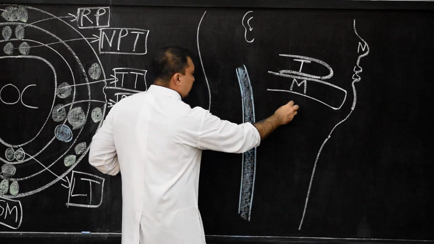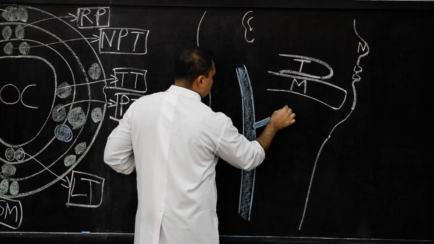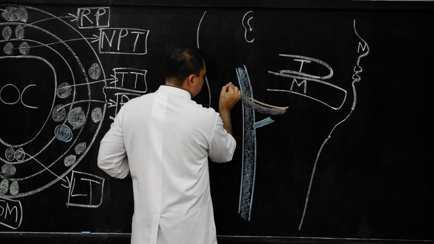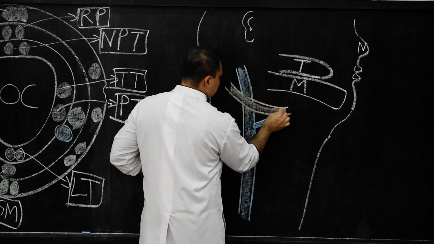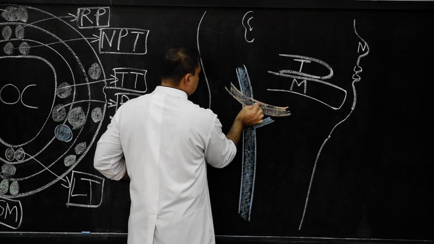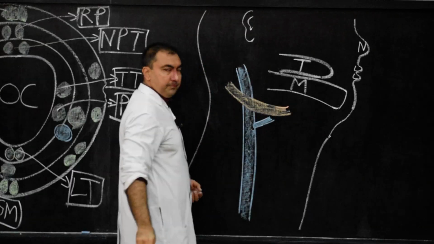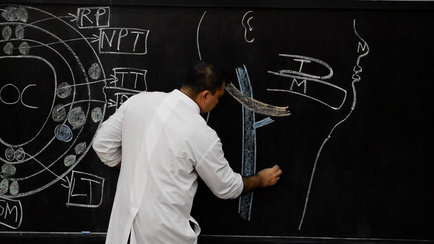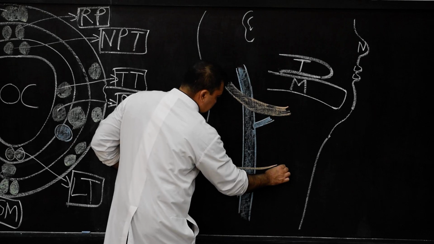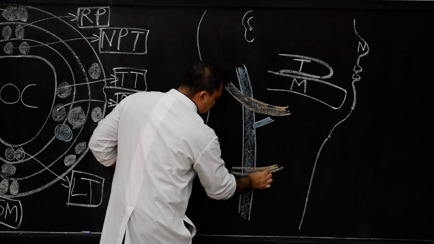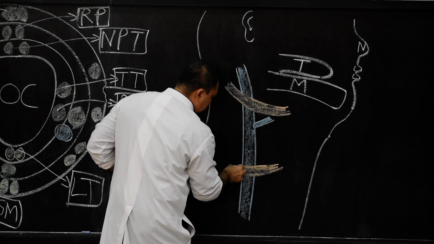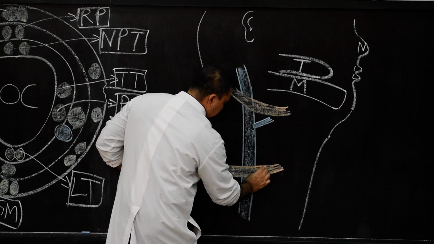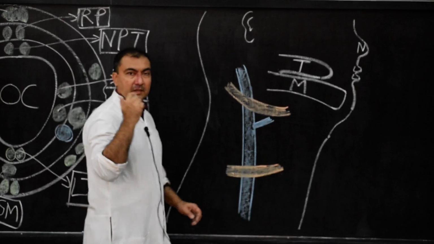So the posterior belly of digastric we need to show like this. So here we show the posterior belly of digastric muscle. And at this level we will show the intermediate tendon of omohyoid muscle. So this is the point where we show the intermediate tendon of omohyoid muscle.